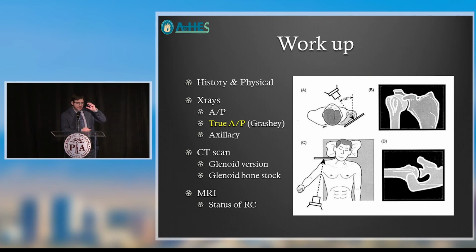As far as the workup, history and physical, that's an obvious one. X-rays, you want to get an AP. You also want to get a true AP or a Grashy view or Gracie view and an axillary view. So those 3 are the main ones that I get. CT scan sometimes is good, especially if you're going to be looking for glenoid version. Glenoid bone stock also can be assessed with the CT scan, especially if you get some 3D recons. MRI could be very helpful because we can also assess the status of the rotator cuff.